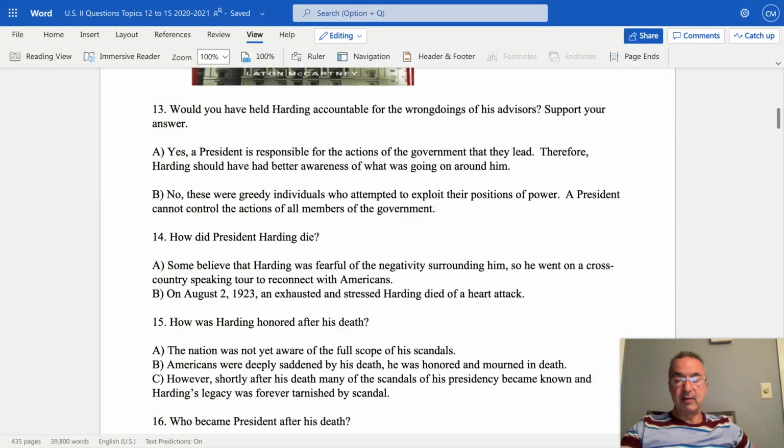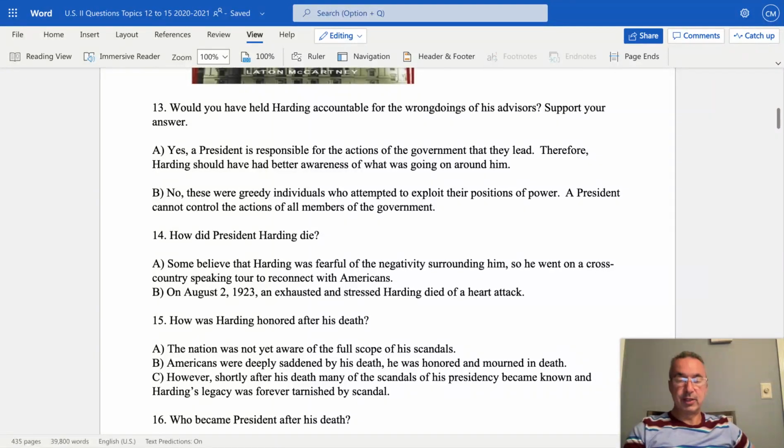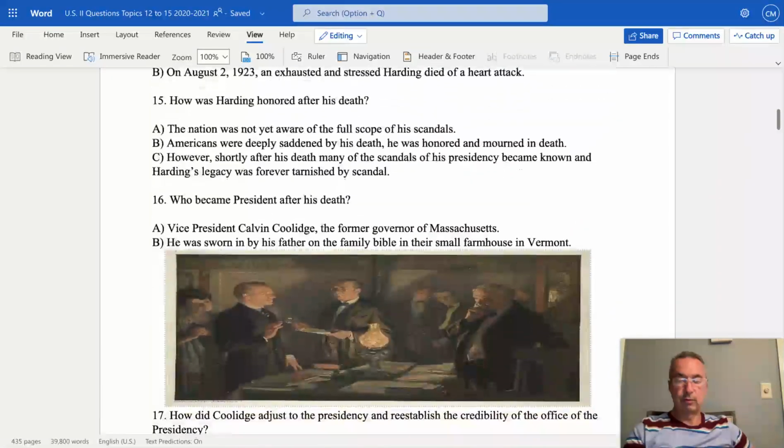And shortly after his death, many of the scandals of his presidency became better known, and Harding's legacy was forever tarnished by the scandal. Harding rates in the bottom 5 of presidents of all time. Of course, the vice president of the United States will become president after his death, and this is Calvin Coolidge.